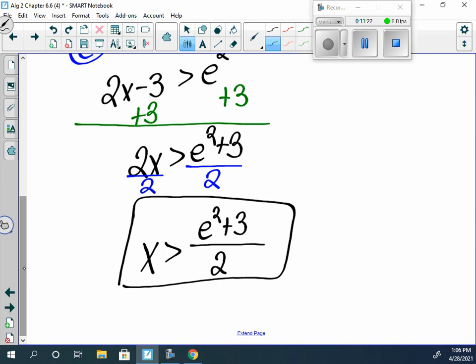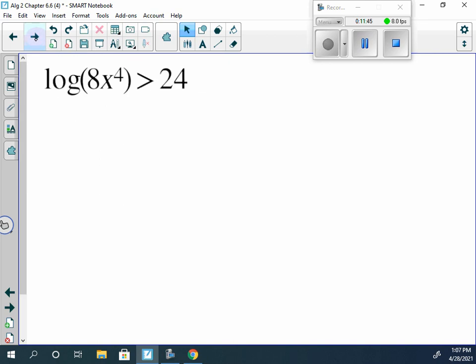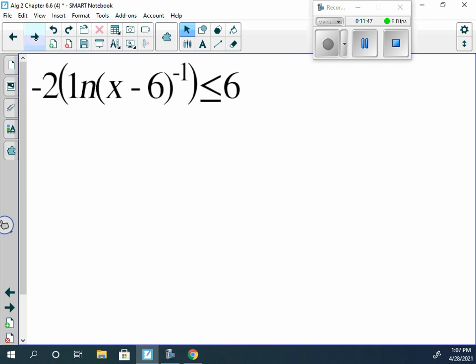Okay. Let's look at one more. I'm not going to make you go through this. We're not going to go through this entire sheet. But looking at the last, what is that? 3 logarithms. Which one do we want to look at? The very last one. Negative 2 natural log of x minus 6 to the negative 1 is less than or equal to 6.